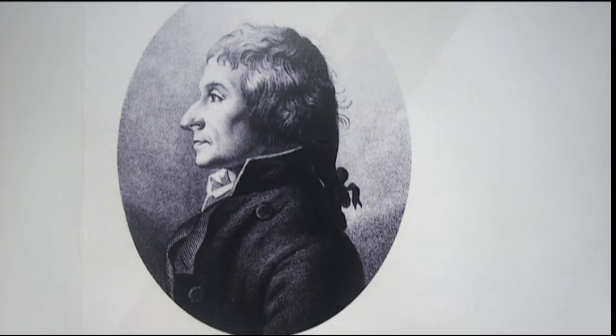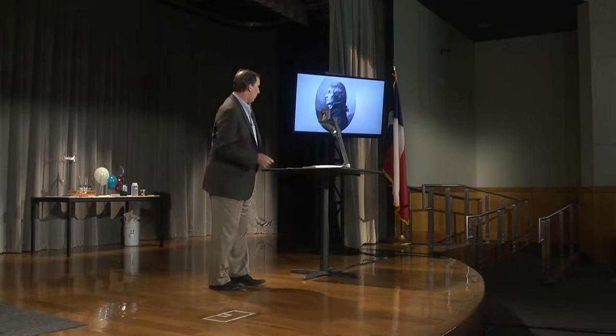Here's Proust. Proust is a man who, in mixing chemicals together, came to the conclusion that they came together in definite proportions. By that, he was suggesting that it would take two hydrogens and an oxygen to make water, and that was definitely water and nothing else.